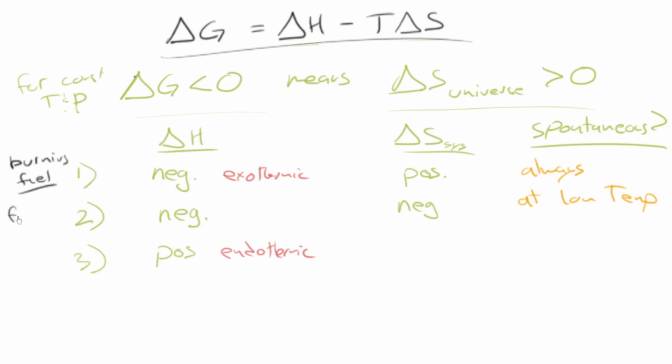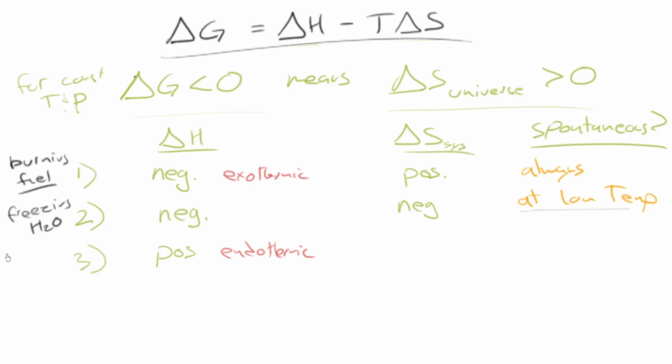What about freezing H2O, freezing water? Okay, freezing water is actually exothermic, and because it's freezing, it's solidifying, there is a decrease in the entropy, so it is negative. Well, that only happens at low temperatures. You cool water down enough and it freezes.